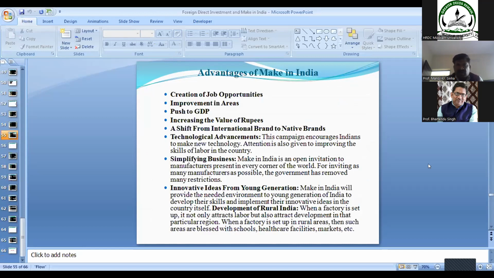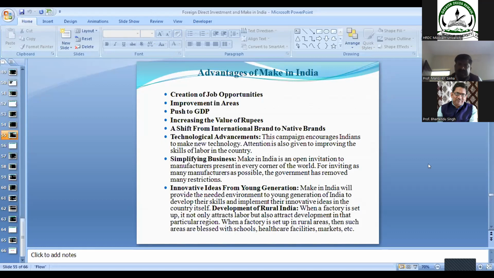What are the advantages of Make in India? Make in India focuses on the manufacturing sector and on setting up new business units. This will definitely create job opportunities for our younger generation, and with job opportunities, the standard of living will definitely increase. The surrounding area will also develop due to the setting up of manufacturing, in the form of roads, electricity, hospitals, schools, markets, then improvement in the surrounding area.